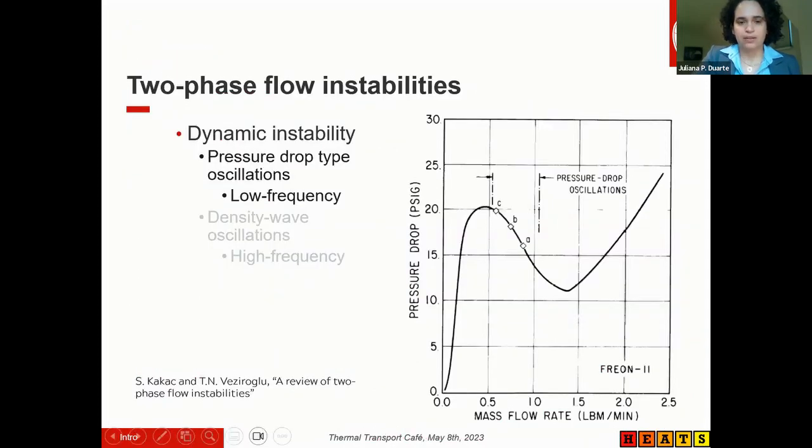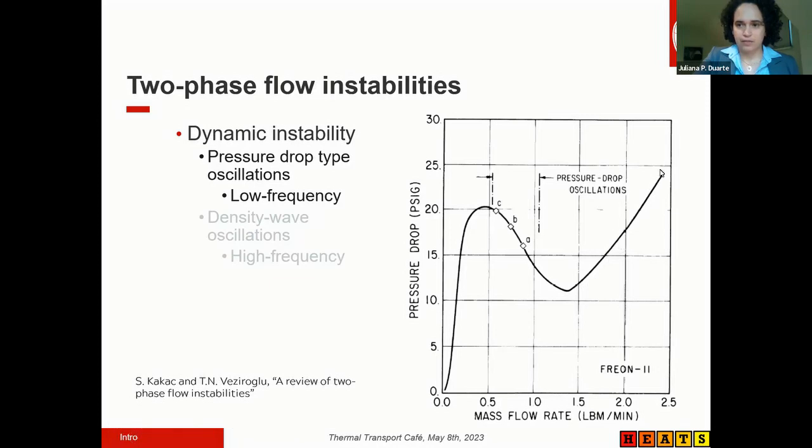So to start with, two-phase flow instabilities can occur in several problems that we study on the interface of two-phase flow and also on systems that have boiling occurring. They can be static instabilities or dynamic instabilities, and the most common dynamic instabilities that we can observe are called pressure drop instabilities or density wave instabilities. The difference between them is the frequency and also where these instabilities occur in this pressure drop mass flow rate curve.